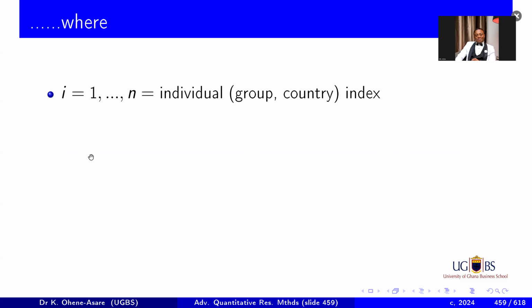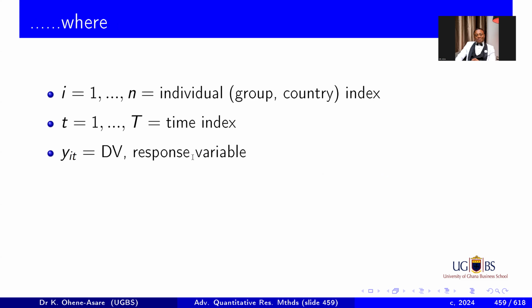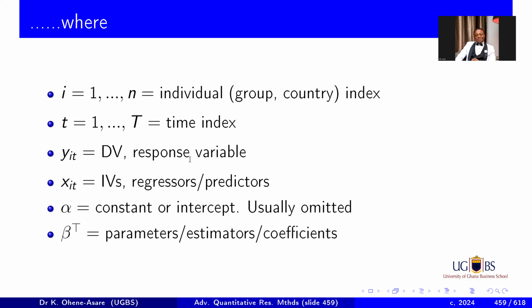In this model, we know what the I is. Look at it here. We know what the I is. We know what the T is. And we know what the IT means. The dependent variable is YIT. The independent variable is XIT. Please note that the parameters are also called estimators or the coefficients.